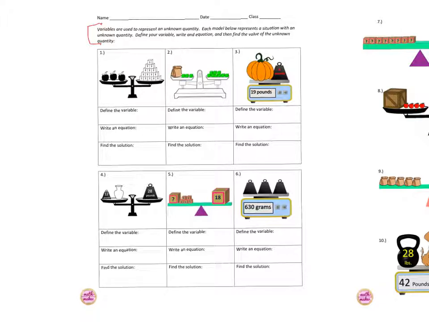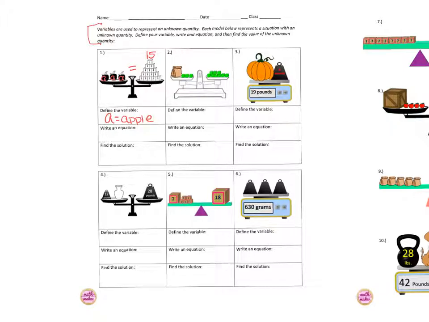So for our first example, we have a balanced scale, which means that the left side must be equal to the right-hand side. On the left side, we have 3 apples, and on the right-hand side, we have 15 units or 15 blocks. So we know that the right-hand side is worth 15. We know we have 3 apples here, but what we don't know is the value of each apple, which is going to be our unknown quantity. So our variable is going to be A, the value of each apple.